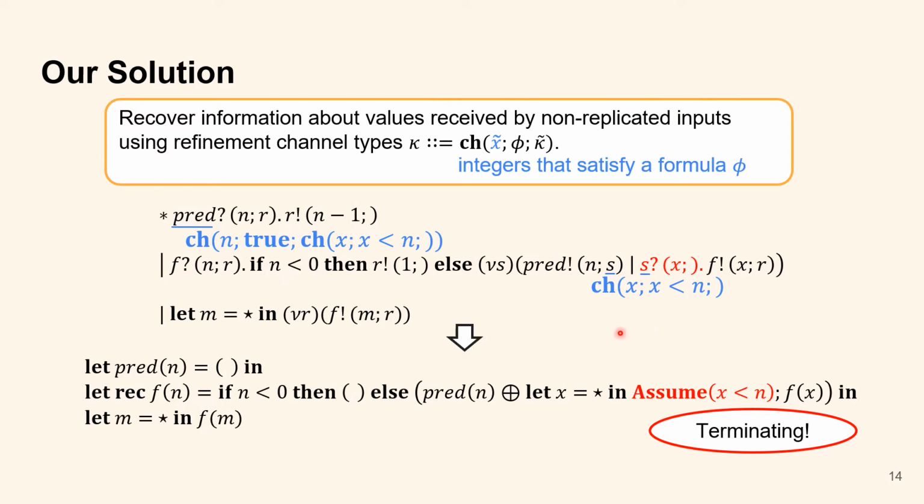Next, we define the transformation relation for non-replicated inputs. In the transformed program, we insert this assume statement according to the refinement type. Finally, the transformed program becomes terminating.